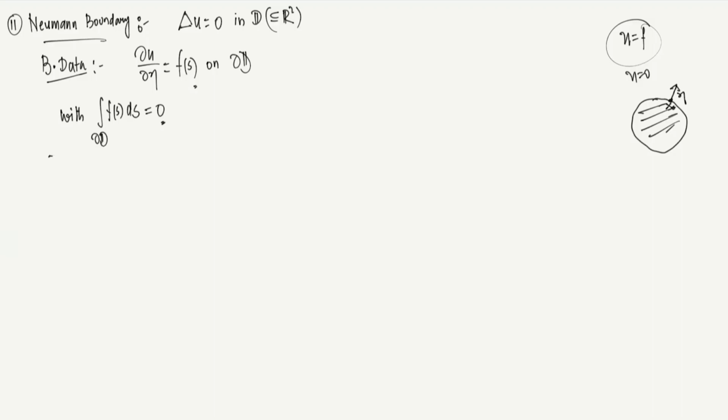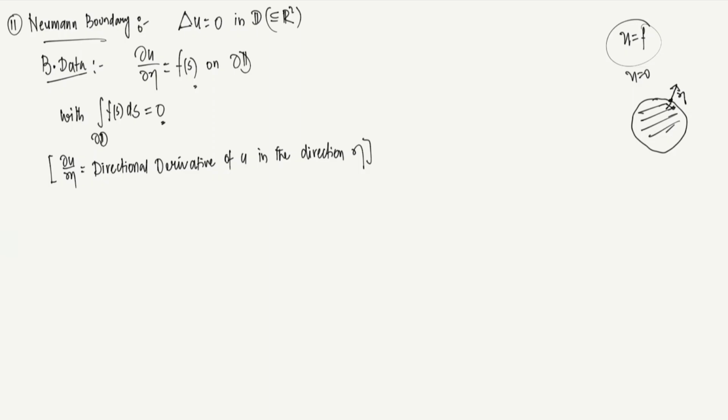So what is del u by del eta? Del u by del eta is the directional derivative, the derivative of u in the direction eta. So it is essentially the directional derivative, of course on the boundary. At any point on the boundary, we look at the derivative, and we are just looking at what is the change in u in that direction.